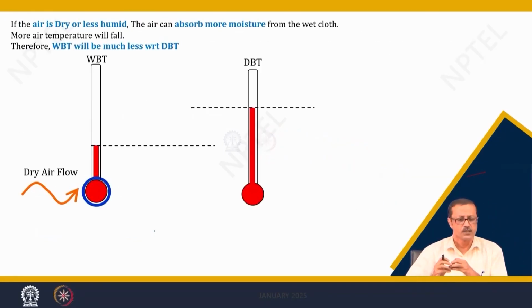Now, suppose the air is very dry. So there is not much humidity or moisture content in the air. If I pass dry air through the wet bulb thermometer, there will be a huge drop, because the air has a lot of vacancies. So it can absorb a lot of moisture from the wet cloth, and gradually the amount of evaporative cooling will increase and there is a drop. So we will have a higher drop.